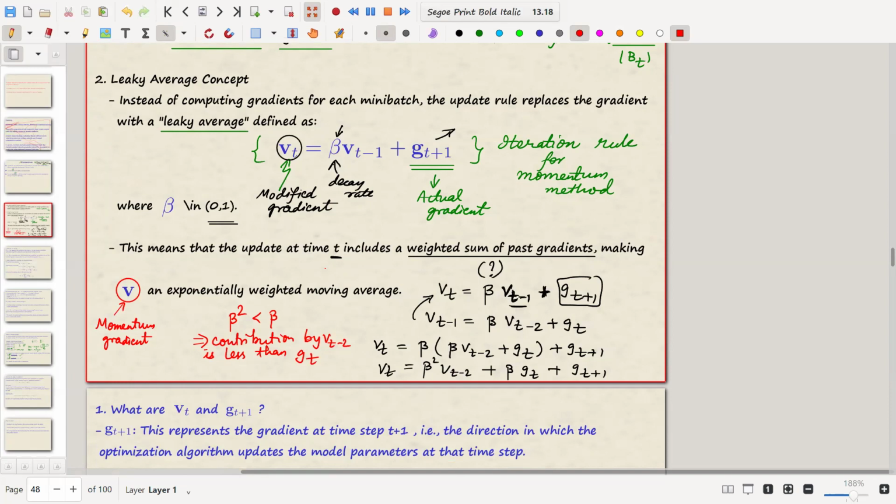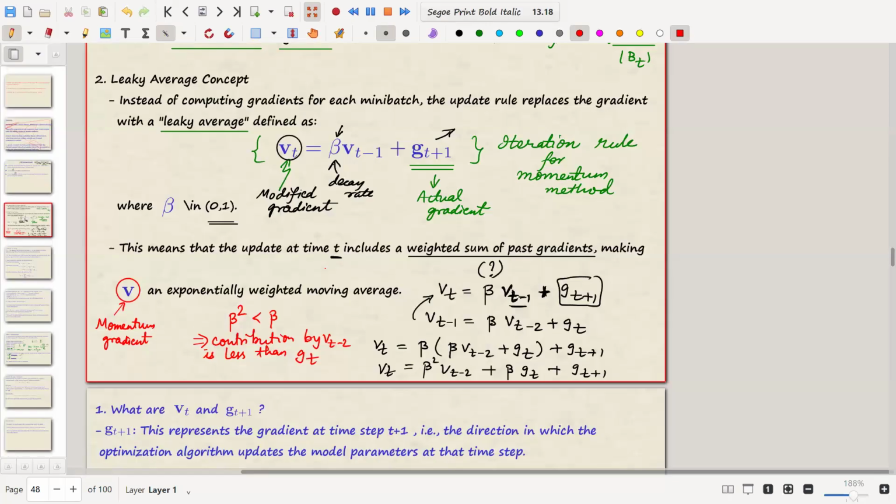V is the momentum gradient. So instead of the gradient Gt plus 1, which is the actual gradient you can compute, and it fails, we are using a modified gradient, that is Vt, nothing else. Vt is the modified momentum gradient. So in the momentum method, which one should we use, Gt or Vt? Which one is the final output, Vt or Gt? Gt is the actual gradient, but Gt fails in this case. Therefore, you have to modify Gt.